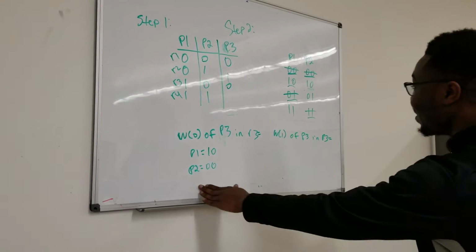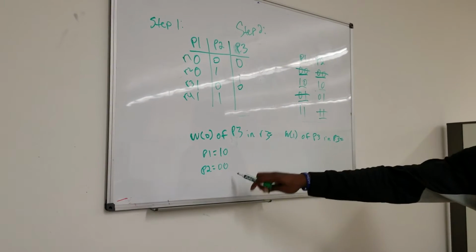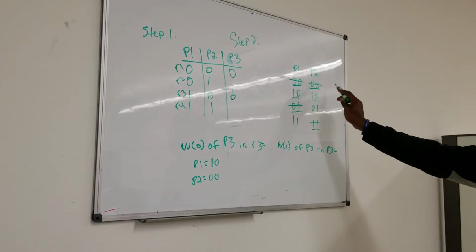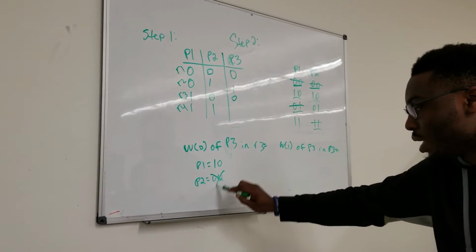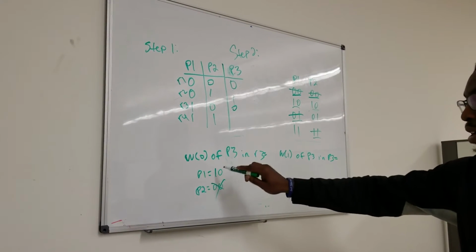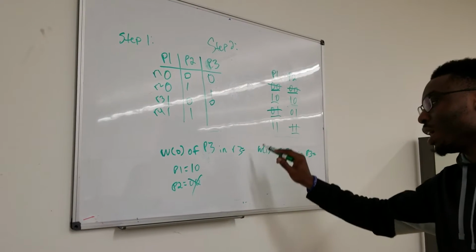So then you look at P2. P2 has already been crossed out, so we don't consider it. So now we know that the weight of 0 of P3 in row 3 is 1.